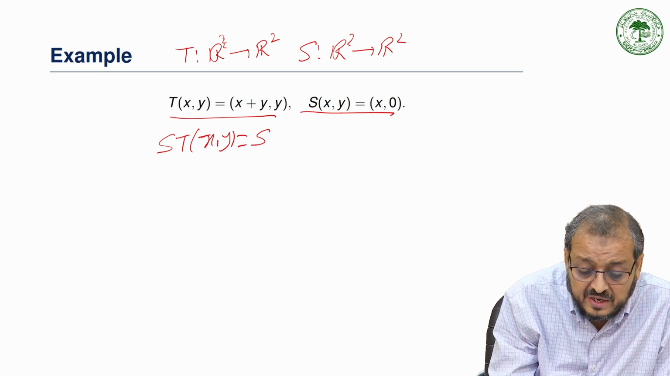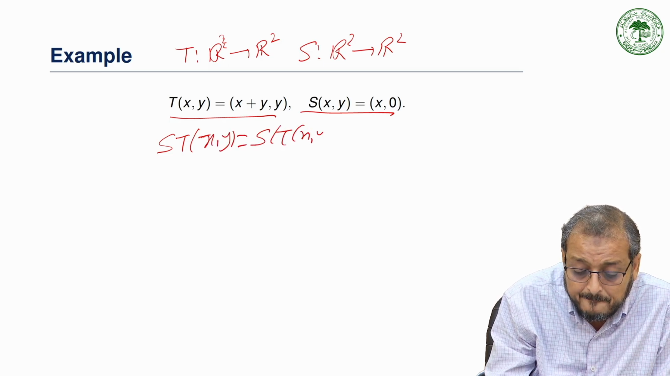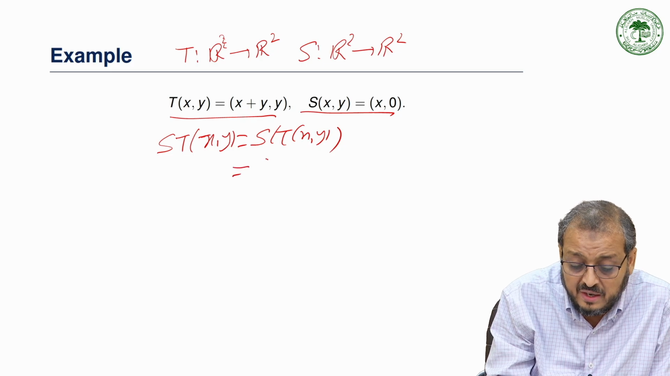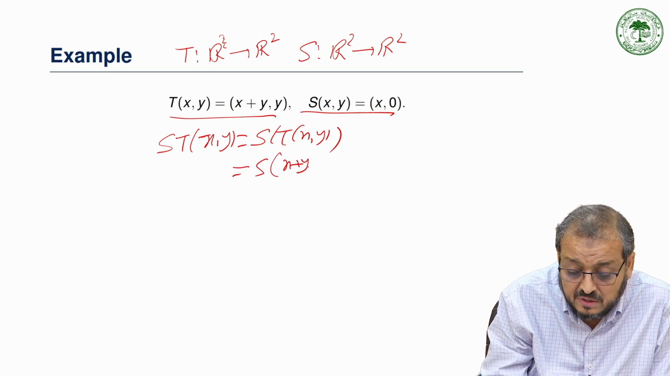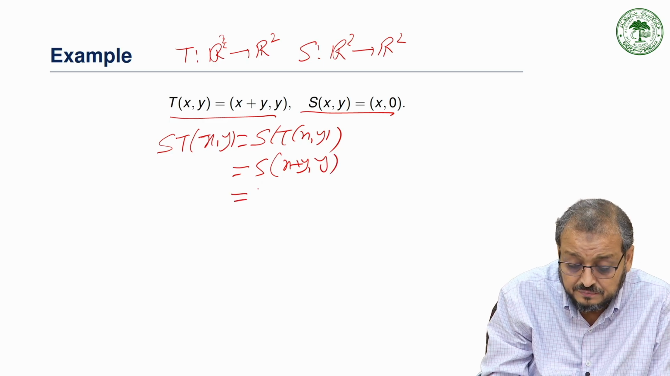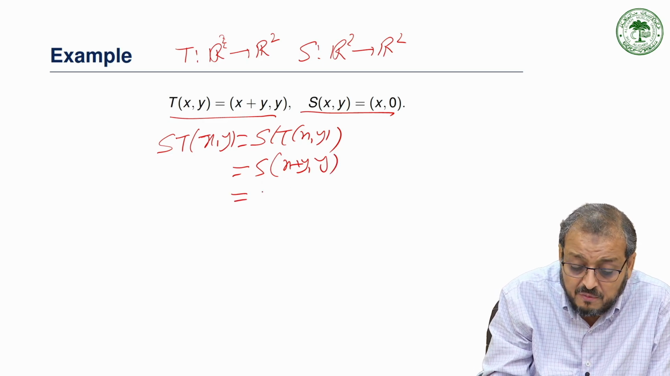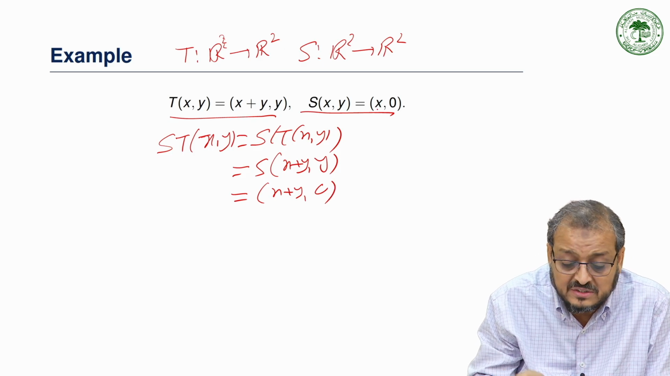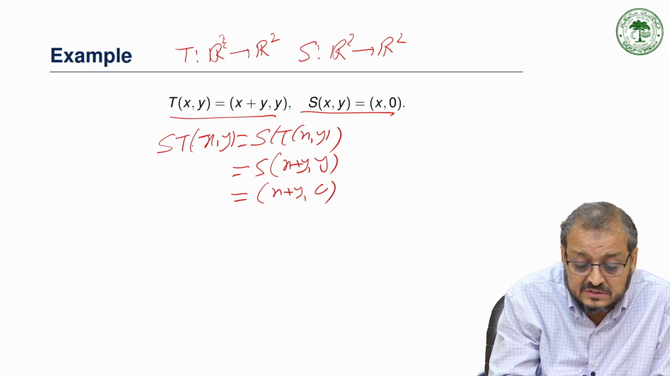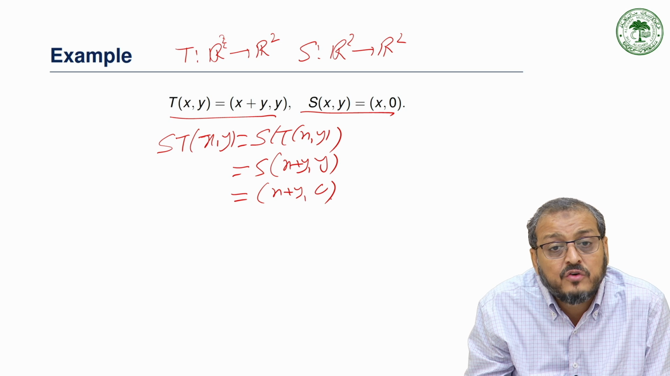ST of x and y can be written as S of T of x, y, and S of T of x, y is equal to S of x plus y, y. Now S can be defined as x plus y comma 0, taking the first term as it is, and this defines the composition ST.